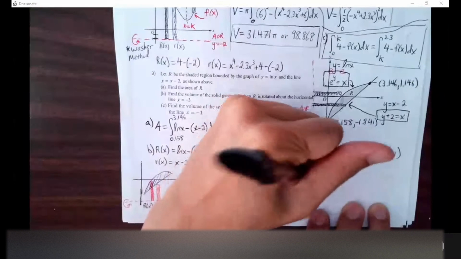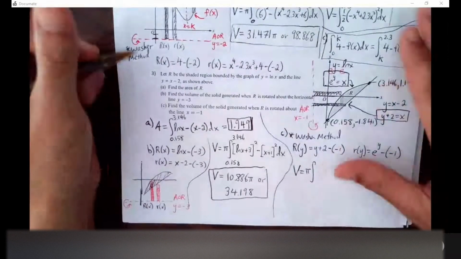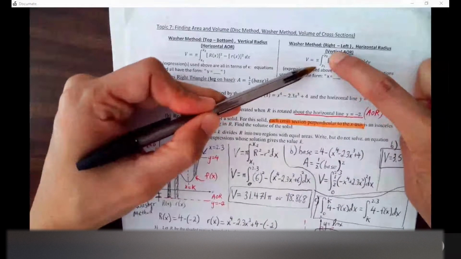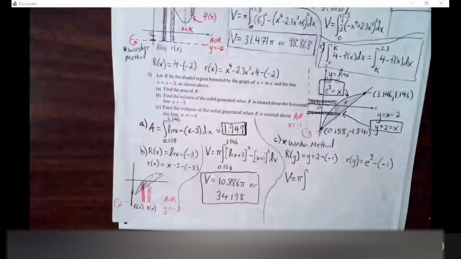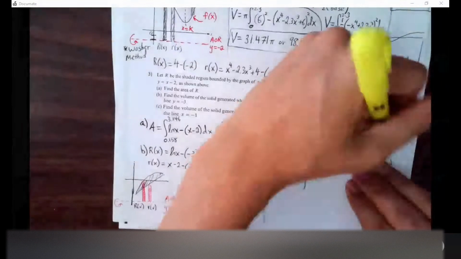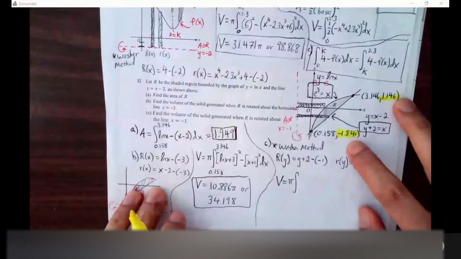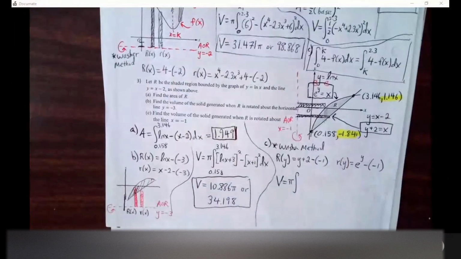So here's our volume formula. From lowest to highest y value, we need to make that adjustment because of right minus left of our radius. So now these y values will come into play from our bounds. Our bounds will now be in terms of y, lowest to highest.